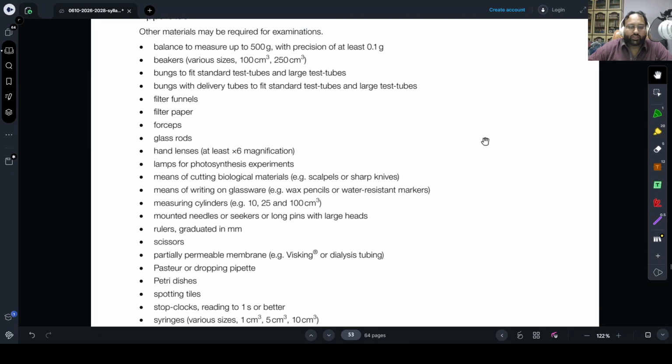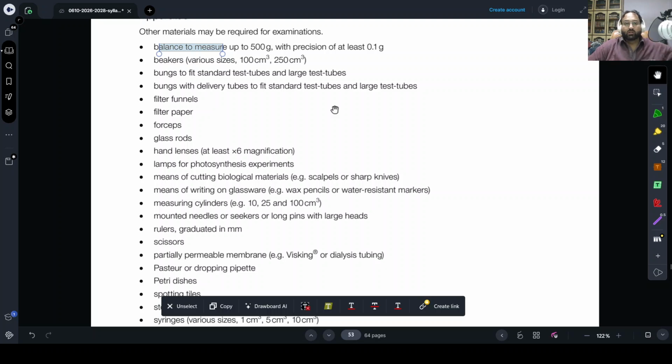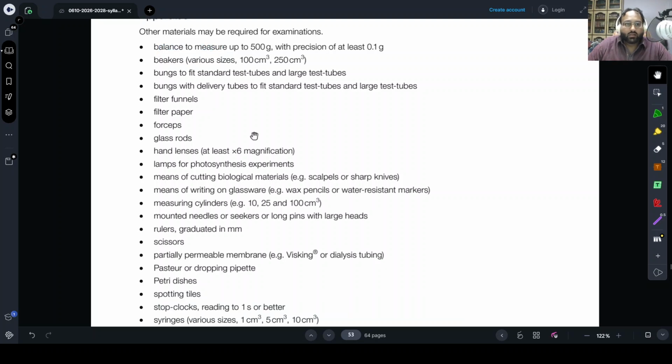The apparatus that you need to be familiar with is going to be handy in paper 2 and paper 4, but obviously in paper 6. Right? So beakers of various sizes, a balance to measure up to 500 grams with a precision of at least 0.1 gram. So they're telling you, right, this is the maximum you might have to measure, and you need a precision of at least 0.1 grams, right?